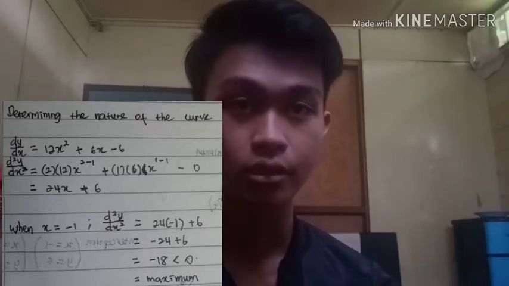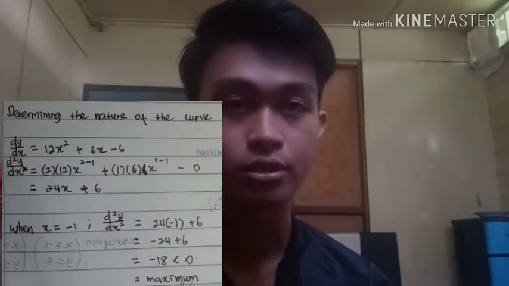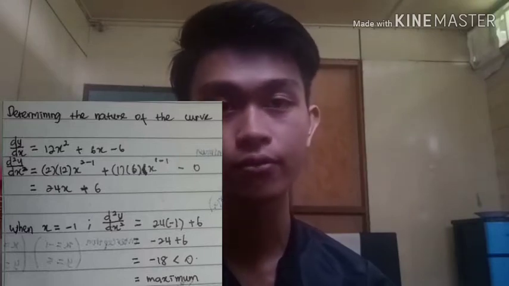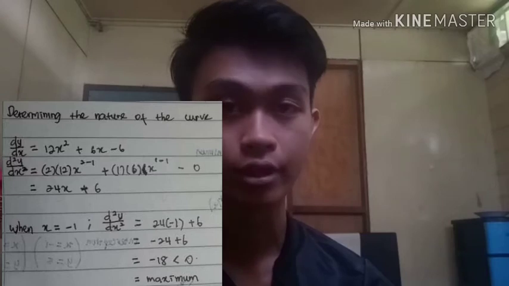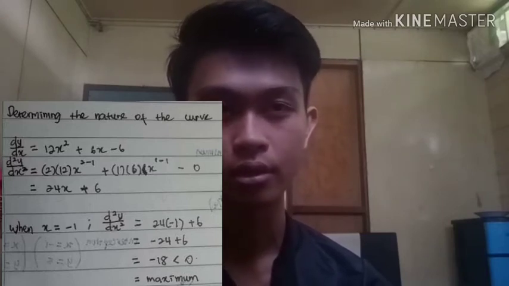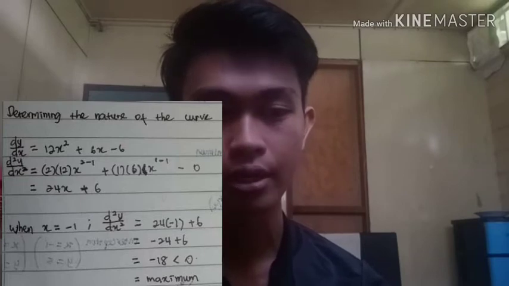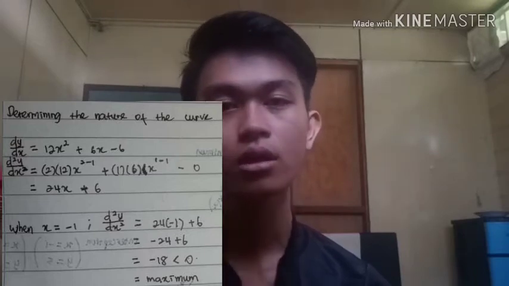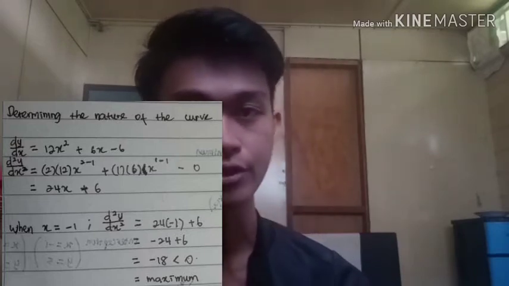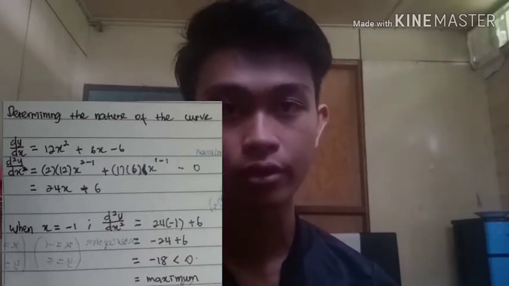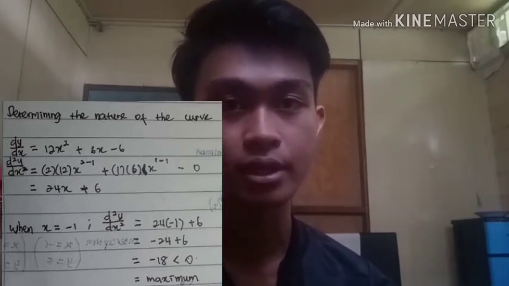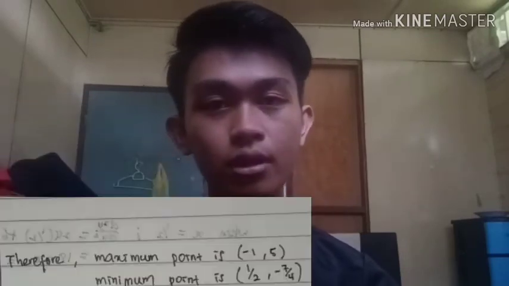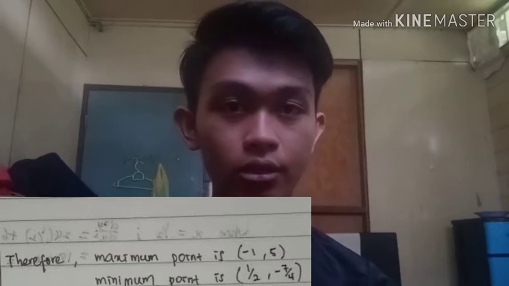The first x is -1, and when we substitute that into the second derivative of y, we will get -18. When the value is smaller than 0, the point is a maximum. The second value of x is 1/2. When we substitute that into the second derivative of y, we will get 18, which is bigger than 0, so it is a minimum point. Therefore, the maximum point is -1 and 5. The minimum point is 1/2 and -7/4.